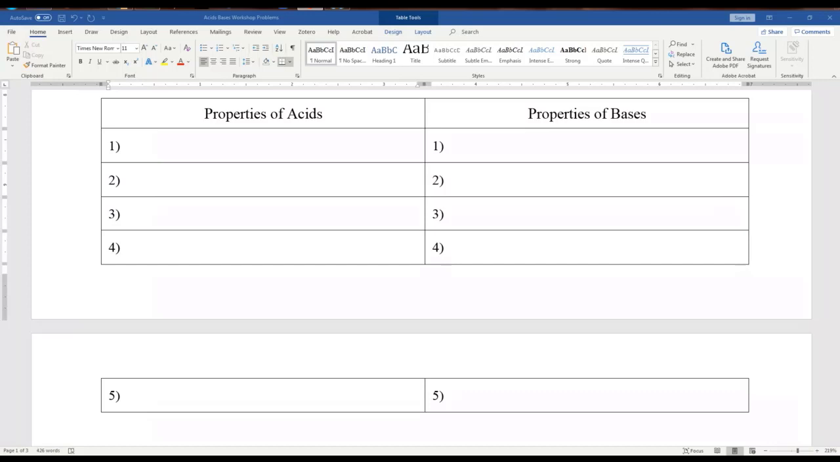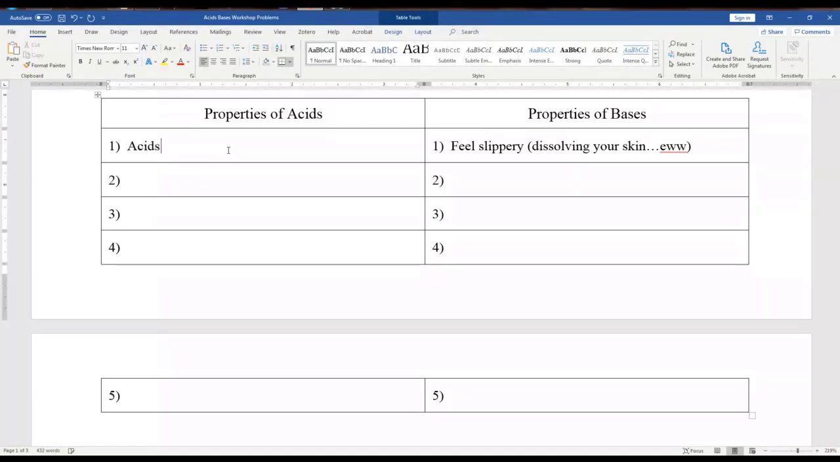I have some answers. Bases are slippery. Very good, absolutely. Bases feel slippery, and the reason they feel slippery is because they're melting your skin. What else is a property of an acid? Acids can burn. Yep, that is one property of acids.